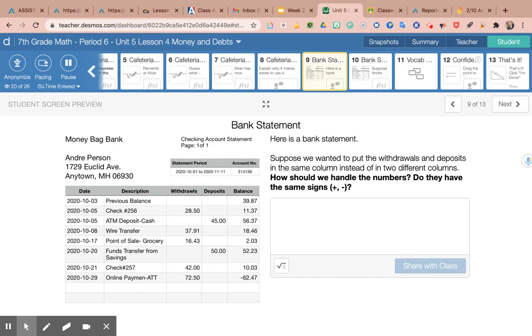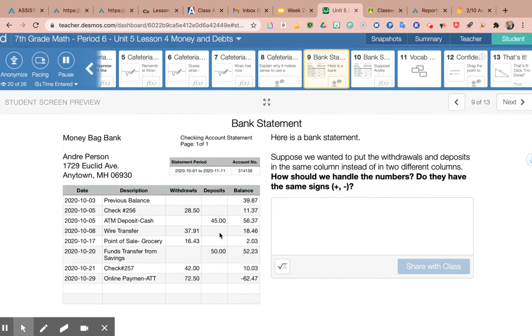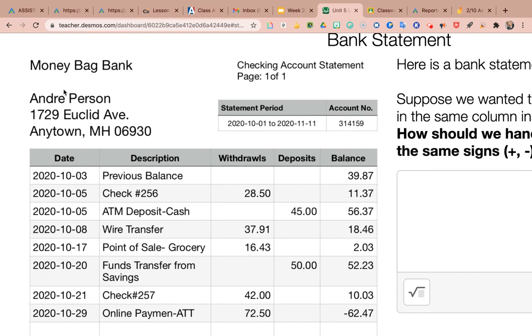Number 9, it says, here's a bank statement. Suppose we want to put withdrawals and deposits in the same column. So right now they're in different columns because they're labeled. If we want to put them in the same column, how do we handle the numbers? Do they have the same sign, or is one going to be positive and negative? So this is Andre Person.